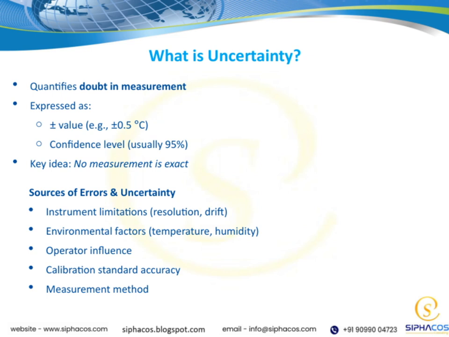Now, let's shift gears a bit and talk about what we mean by uncertainty. It essentially quantifies the doubt we have in any measurement. No measurement is perfect or exact. We express this doubt as a plus or minus value, like plus or minus 0.5 degrees Celsius, which gives a range where the true value likely lies.